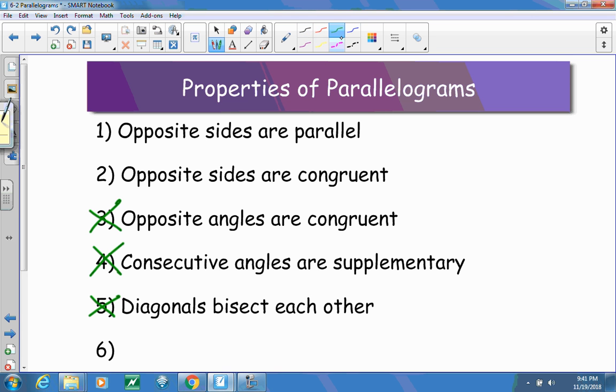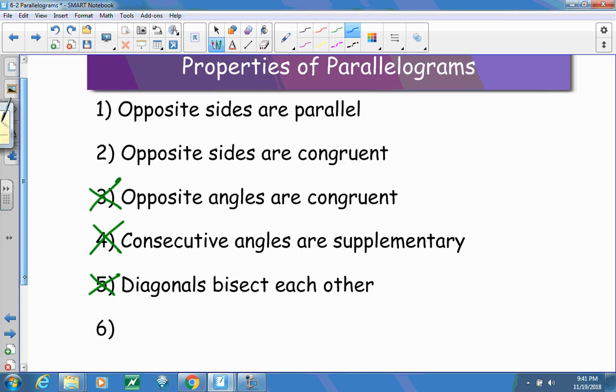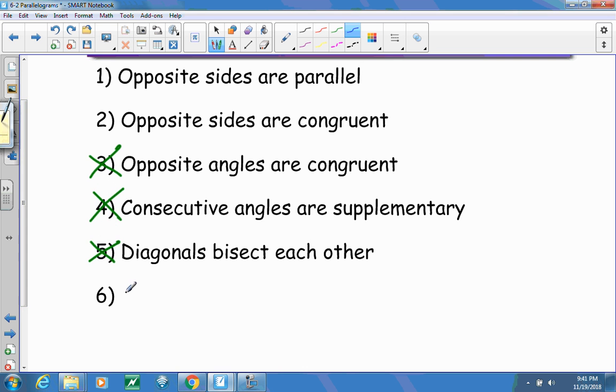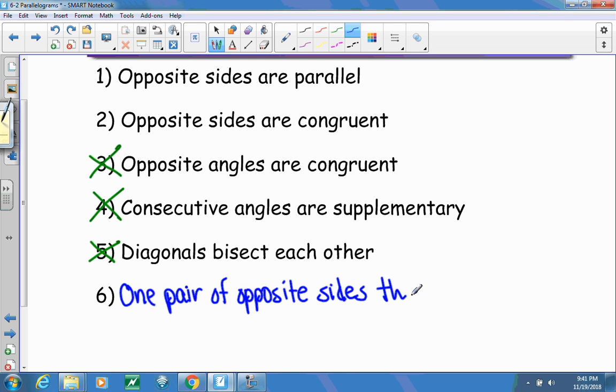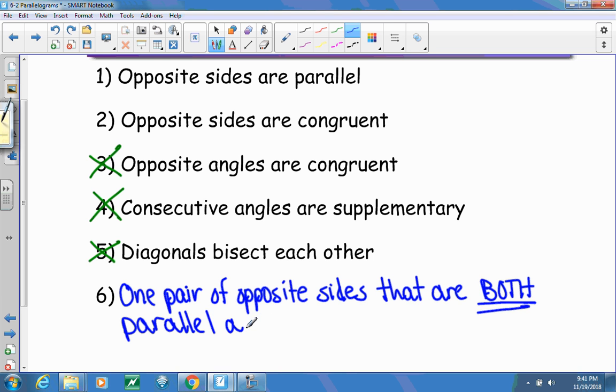Now there's one other property that I'm going to bring up here, and that is that a parallelogram, if you can prove that a quadrilateral has one pair of opposite sides that are both, and that's the key part here, that they are both parallel and congruent, you would be able to show that it's a parallelogram. So that's going to be the other one that I'm going to show you.